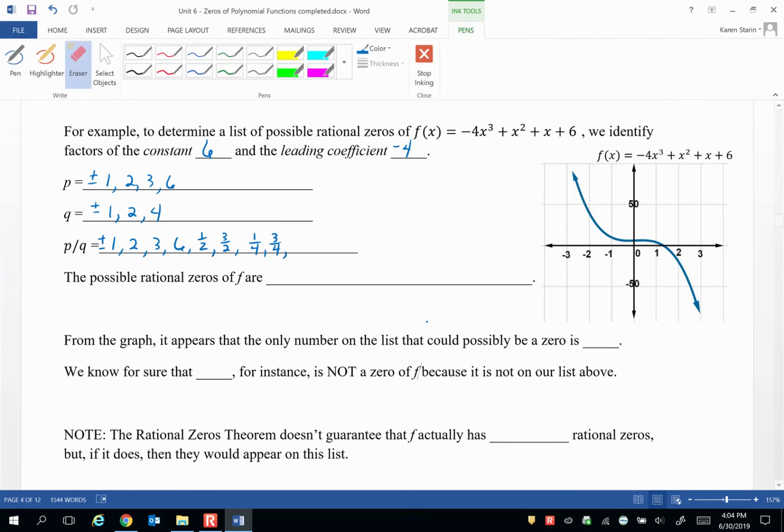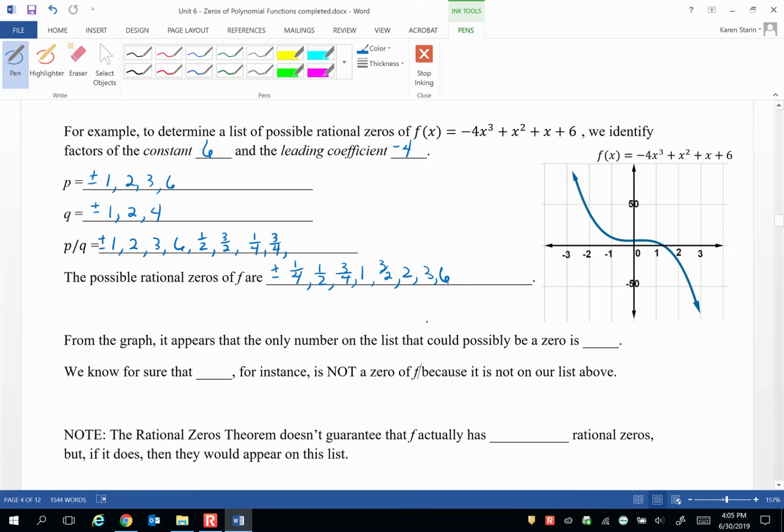Now I can go on and continue to understand that what this theorem is telling me is these are all the possible rational zeros of f, and they're all listed here. So I can put them in increasing order maybe, so plus or minus, let's see, 1/4 is the smallest number I have, then 1/2, then I have 3/4, then I have 1, then I have 3/2, and then 2, 3, and 6. Those are all the possible rational zeros.